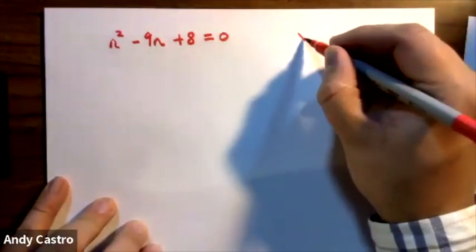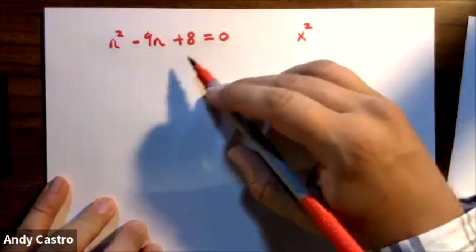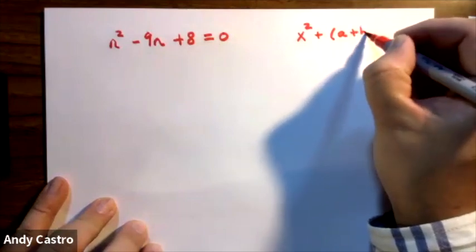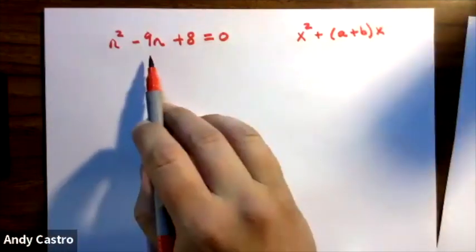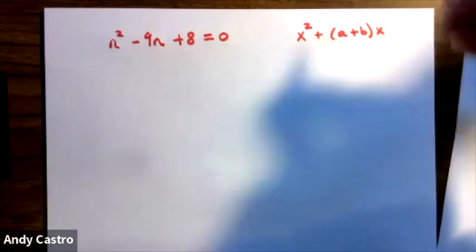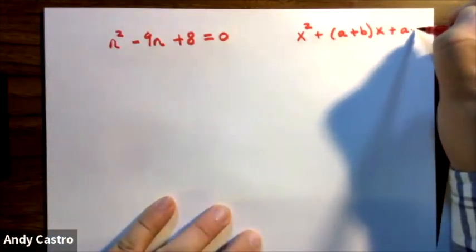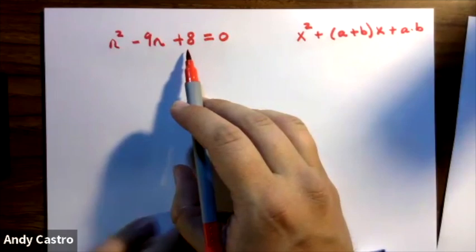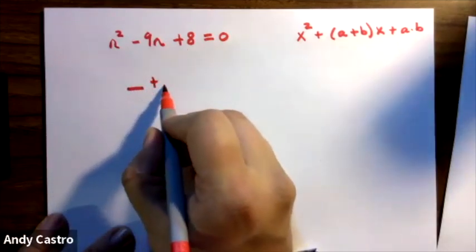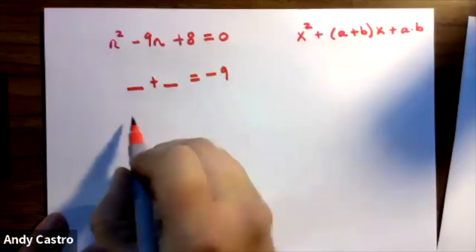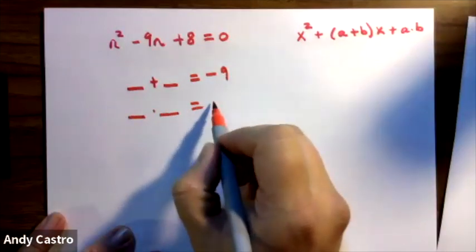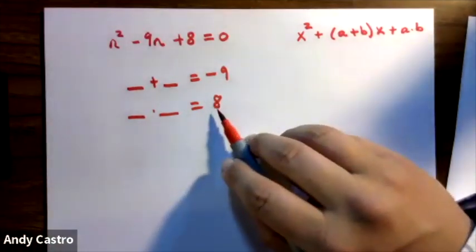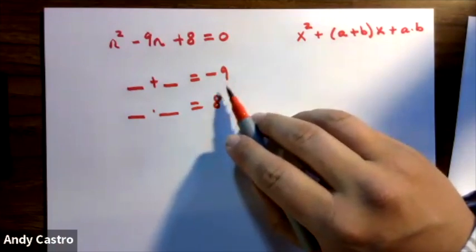So remember, when we have something squared, obviously we're dealing with the letter n here, and I'm always going to show this in terms of x. But we have two numbers that we're going to add together. That's going to give me the coefficient here of negative 9. And those same two numbers are going to multiply together to give me this last term of 8. Okay. So I want two numbers that I add together that equal negative 9. And those same two numbers, I multiply them and they give me positive 8.